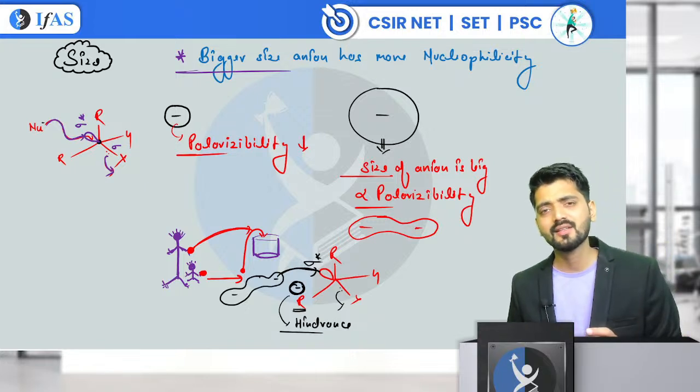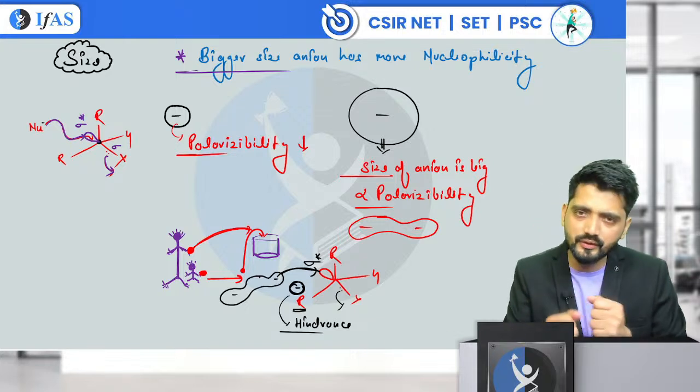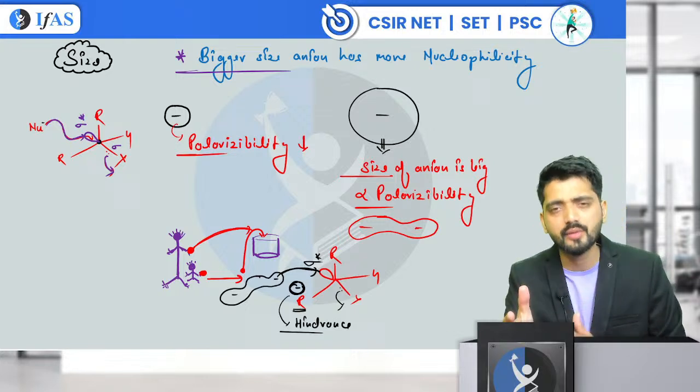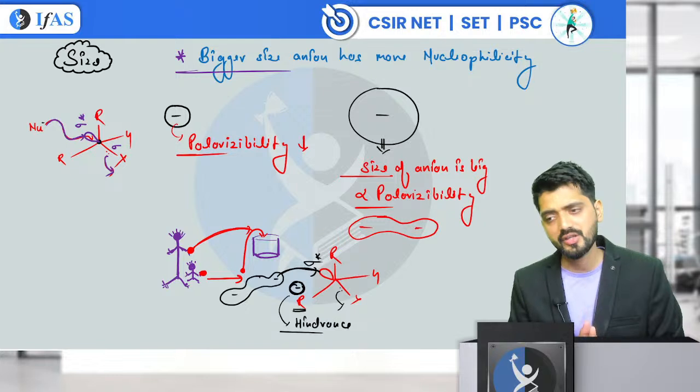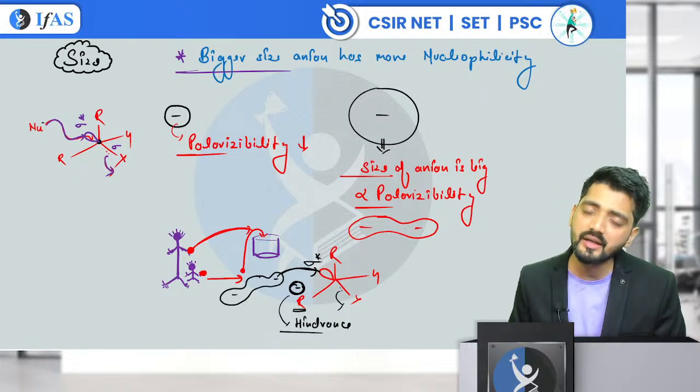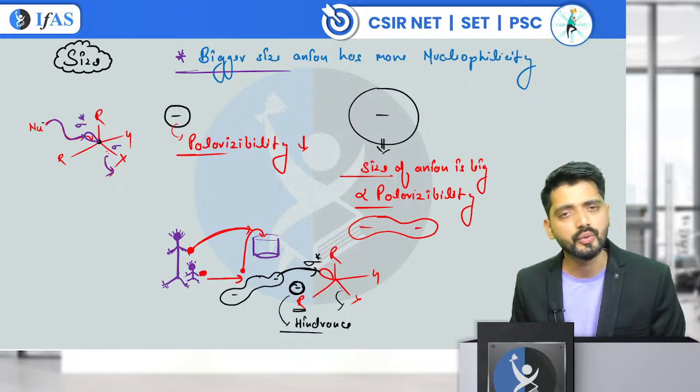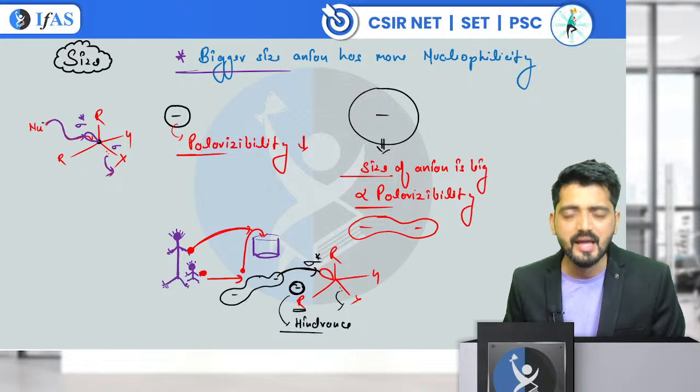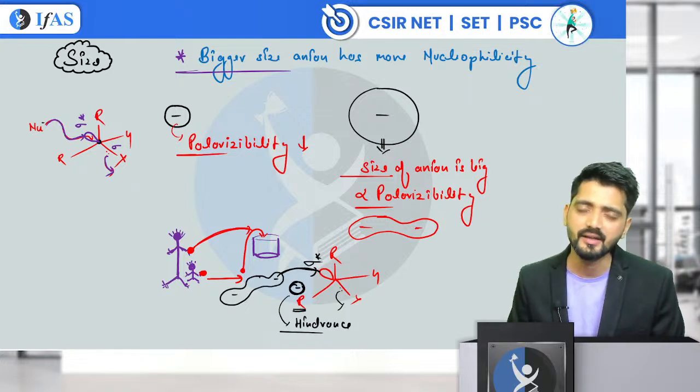Whereas a small size anion needs to reach the sigma star orbital very close to the bulky R group, because of which it is going to face hindrance. That's why its nucleophilicity is a little bit less as compared to a bigger size anion. This is the concept.